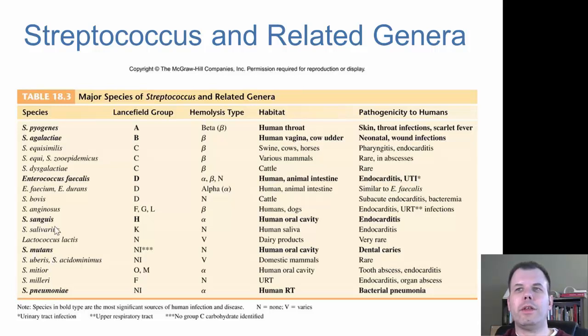The sanguis is found in the mouth. The mutans is also found in the mouth, and these are ones responsible for cavities in the mouth, but they also can lead to endocarditis if they get into the blood. And then the strep pneumoniae is the one that can lead to pneumonia, so the bacterial pneumonia.